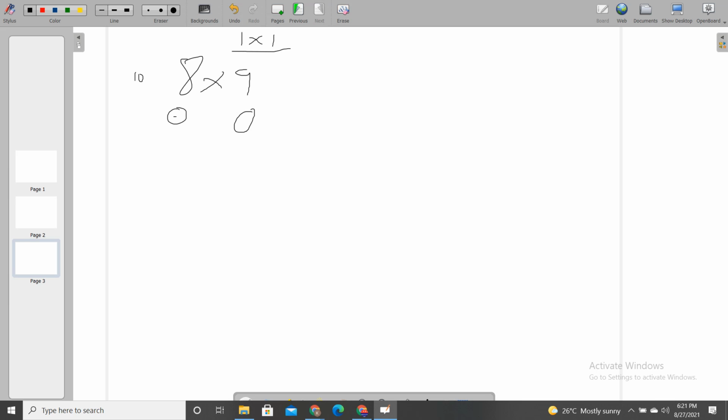I'll write here minus 2, meaning that 10 minus 2 will give me 8. Okay, I'll write in another box here minus 1, which means that 10 minus 1 will also give me 9. So I'm going to find the answer. I don't know 8 times 9, so this is the way I want to help us solve that.